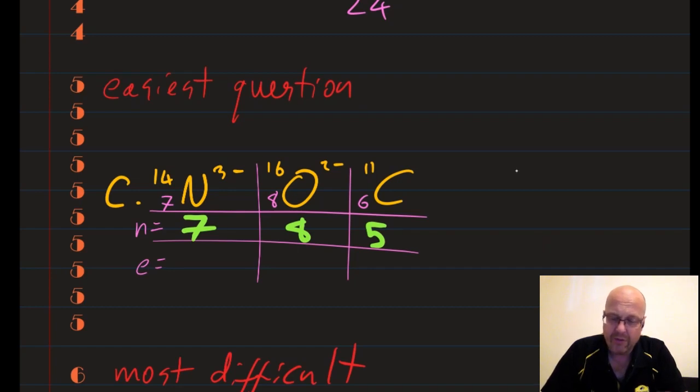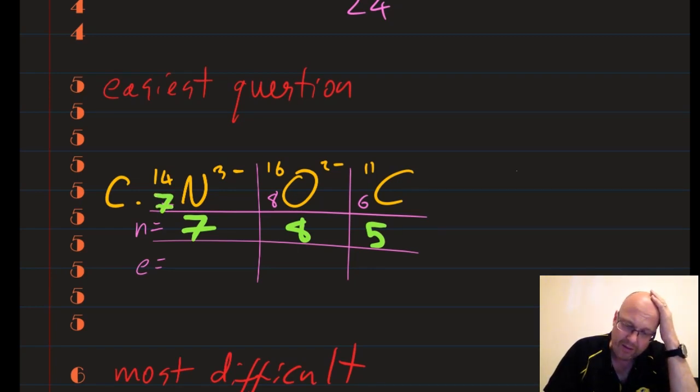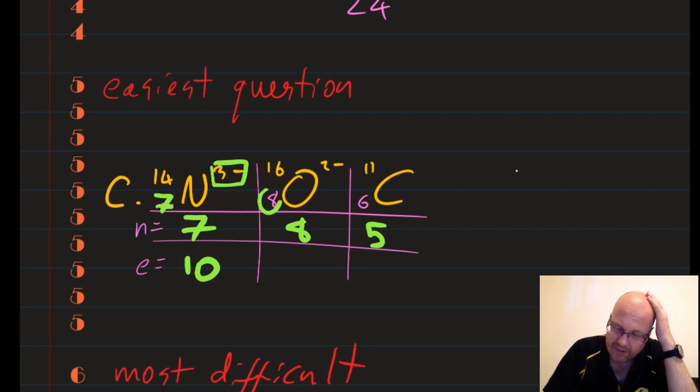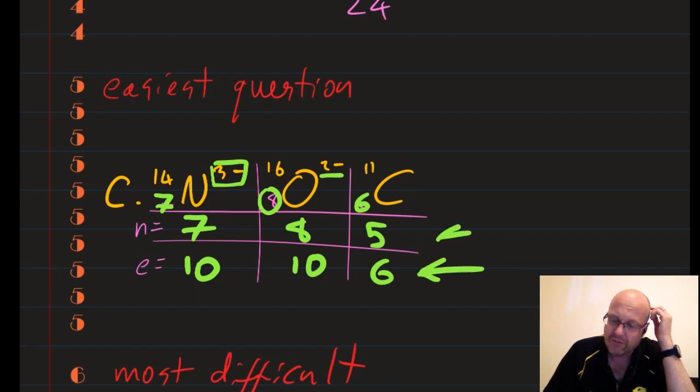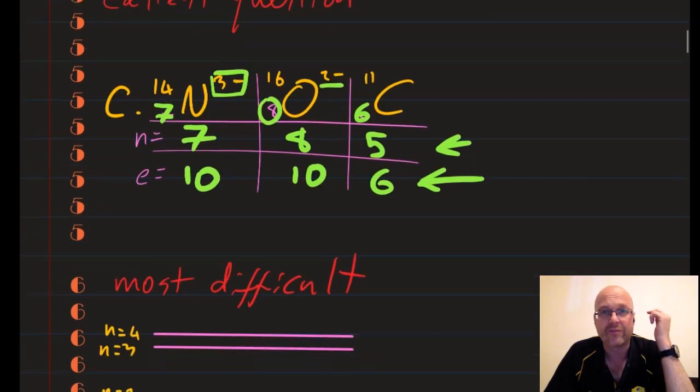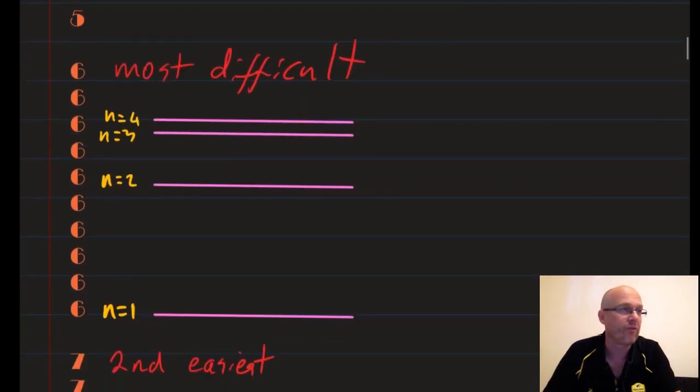And the electrons, well, you've got to look at the atomic number and then the charge. So 7 electrons and those extra 3 makes 10. 8 electrons and those extra 2 makes 10. And 6 protons in that atom makes 6 electrons. So yeah, the answer is 5C. Each of those contain more electrons than neutrons. Easiest question. Most difficult question.